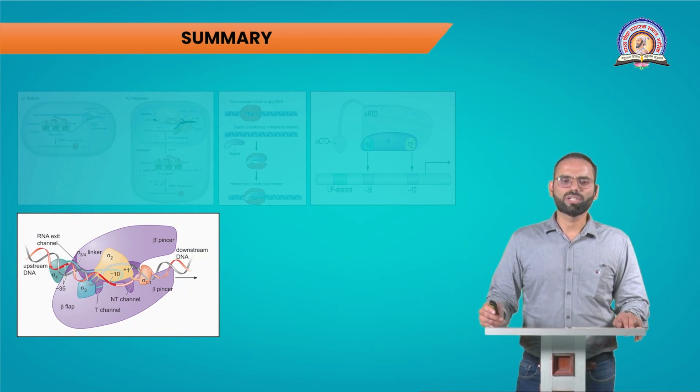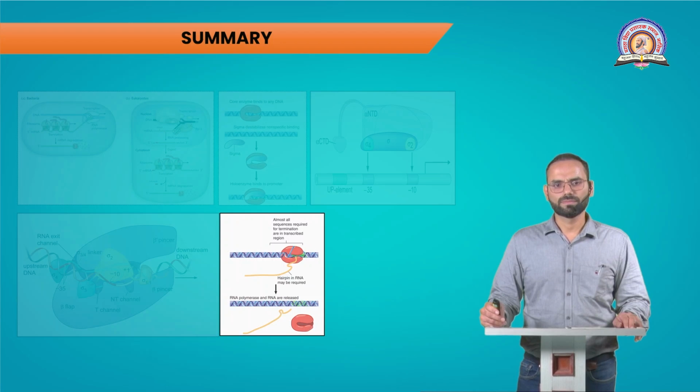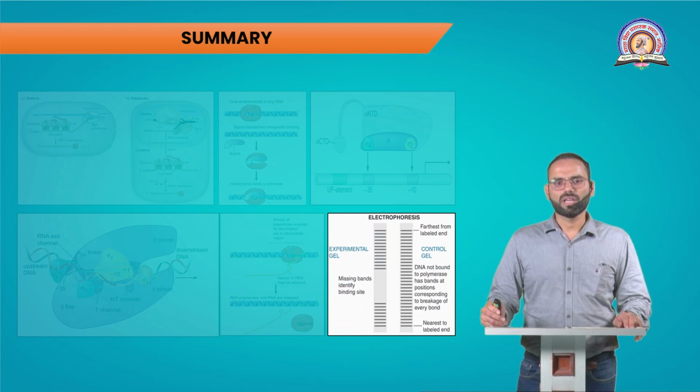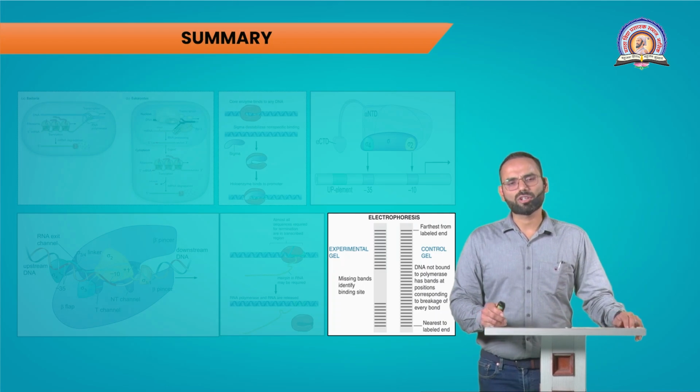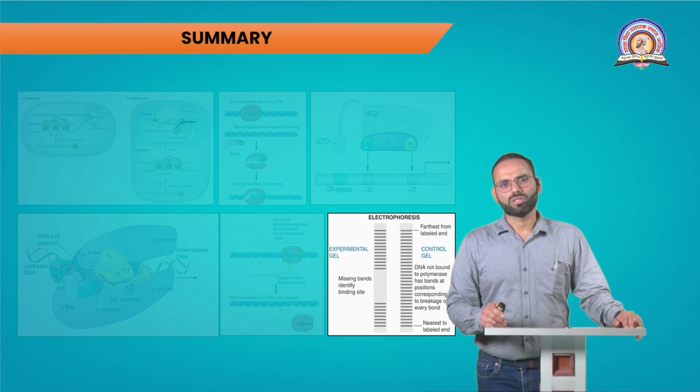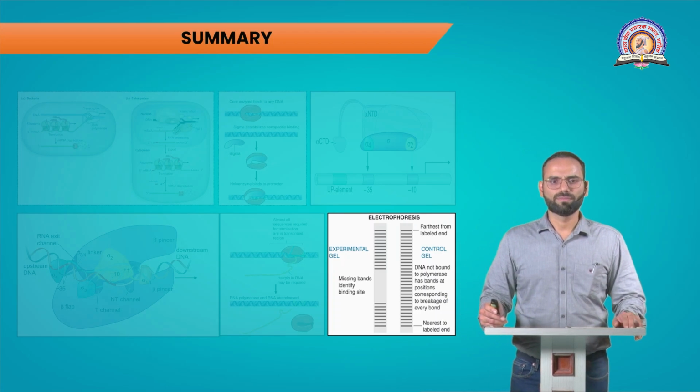We also looked into the details of the RNA polymerase structure and the different channels which are involved. And finally, we have seen the intrinsic terminator as well as the extrinsic terminator, and also DNA footprinting, which is normally used to find out the footprint of RNA polymerase onto the DNA molecule.